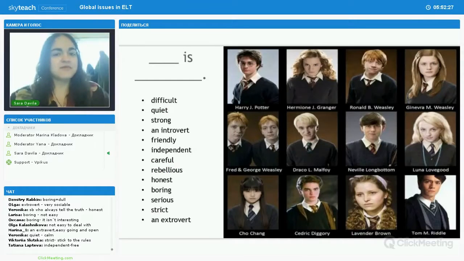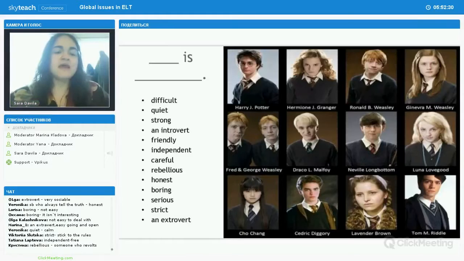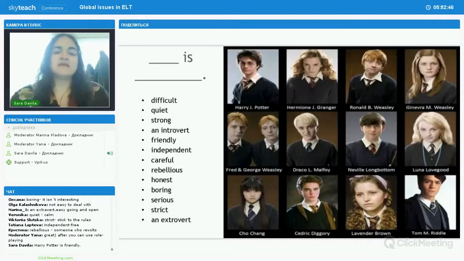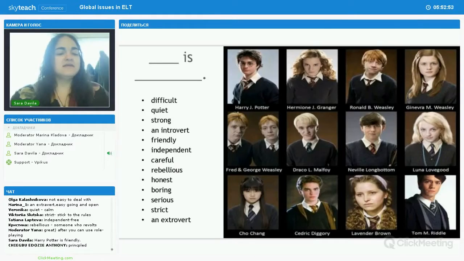Hopefully on the screen, there are some people that you might be a little bit familiar with. Here are those different characteristics of personality. For each of these students, I can probably make several sentences about their different characteristics. So for example, Harry Potter, I would say Harry Potter is friendly. He's very friendly. He likes to make friends. He is also a little independent.